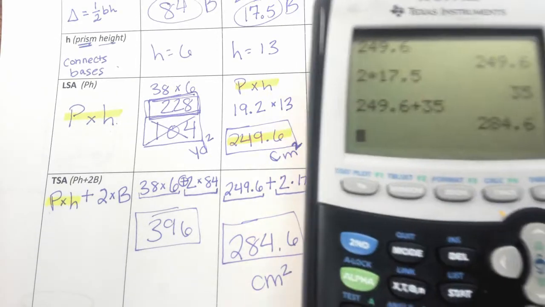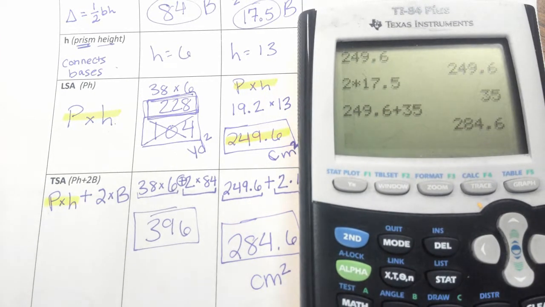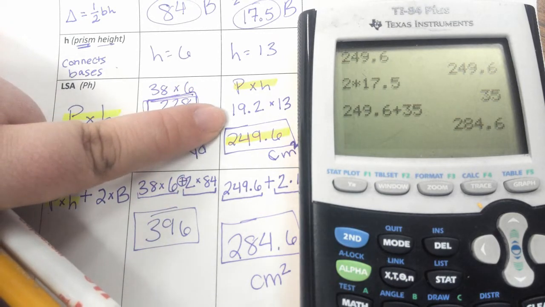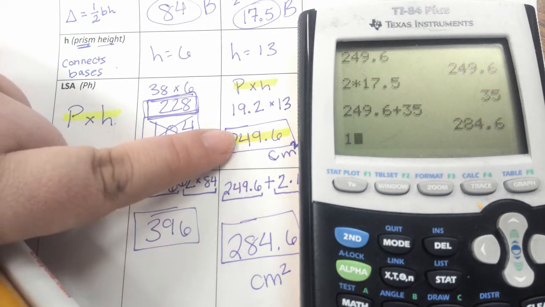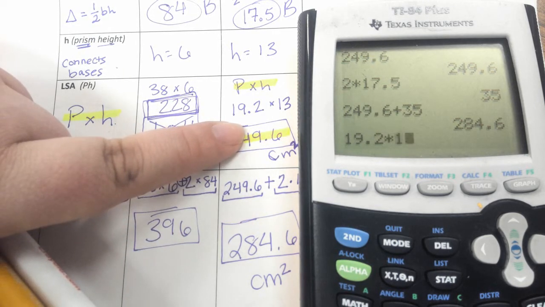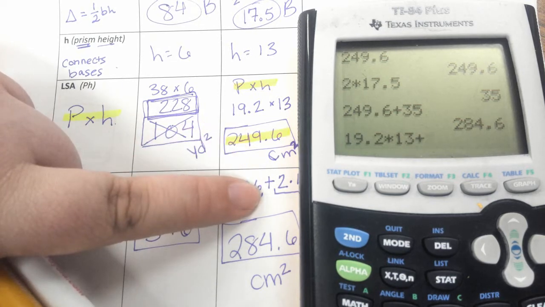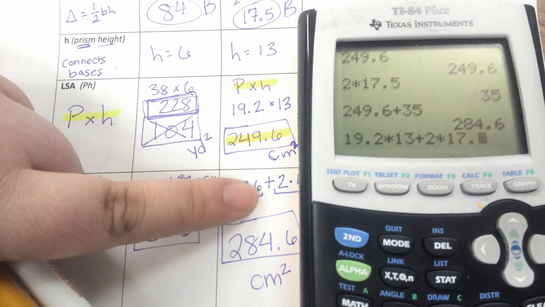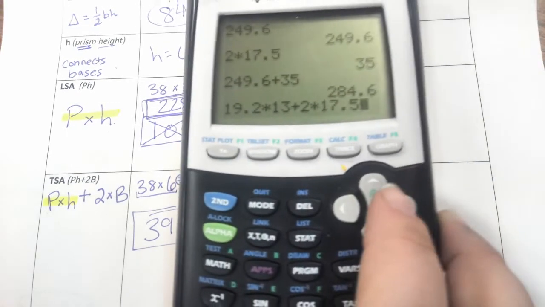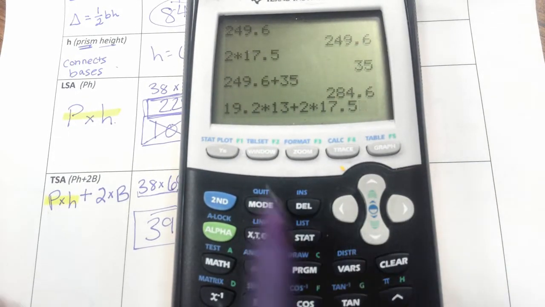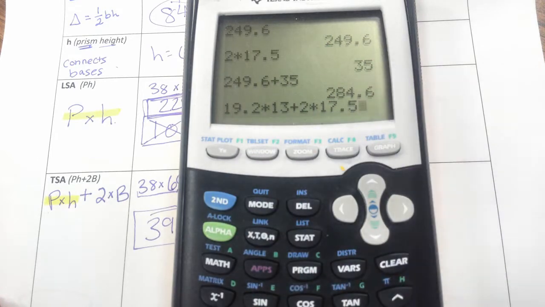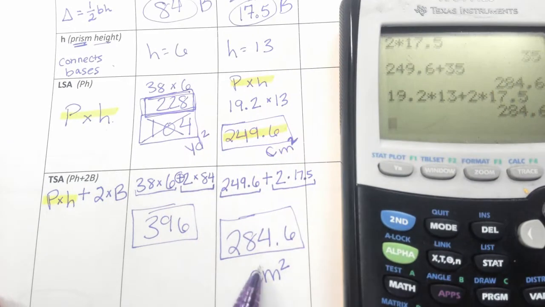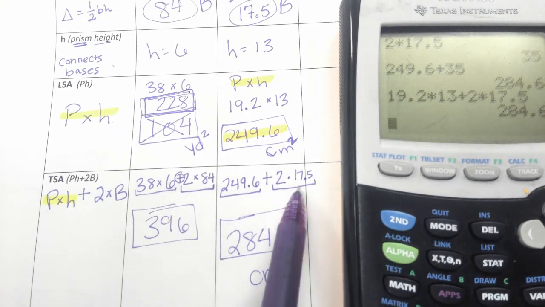The way I would type this in would be all of that on one line. So even if I was using 19.2 times 13 instead of the product I already know I had, I'd have 19.2 times 13 plus 2 times 17.5. We saw at the beginning of the year that our calculator does follow order of operations, so your calculator will multiply the two products first and then add them together. So feel free to just type in the entire line.